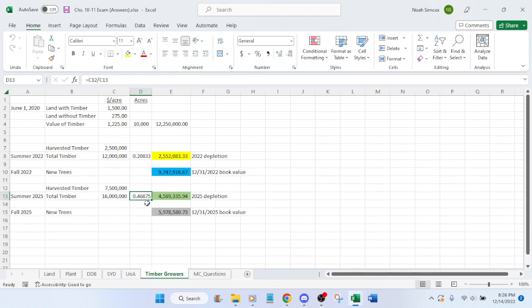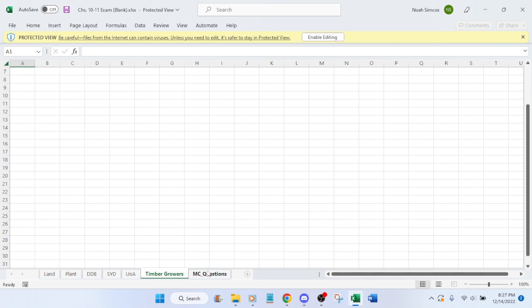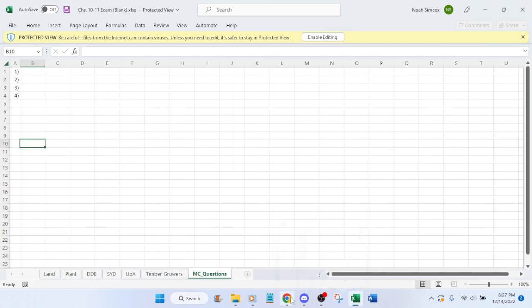So yeah, the percentage of the amount that was harvested times the book value from before equals the depletion. New trees cost $800,000, so you take this minus this. So you take E10 minus E13 plus $800,000. And that's the book value. I mean, that's not that difficult, really. Once you actually study it like I did, unlike before, that was fun. It's not that bad. Multiple choice. I got 5 out of 5 on multiple choice.